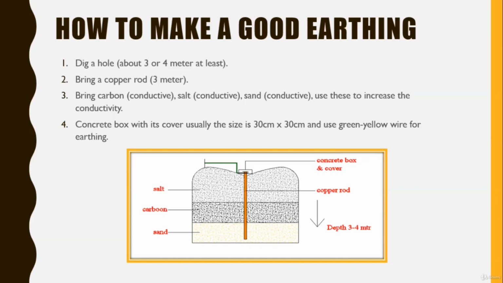Number one, dig a hole 3 to 4 meters at least. Number two, bring a copper rod and put it in the hole. Number three, bring carbon, salt, and sand to increase the conductivity, and put it as shown in the figure, of course. Number four, put a markable concrete box with its cover and connect the earth wire from the rod into the building. You might need to do the same procedures in several locations for the same building. Of course, it depends on the recommendations in your country.